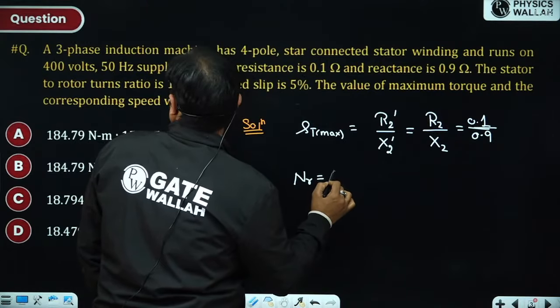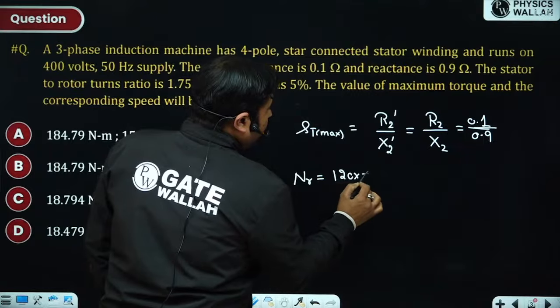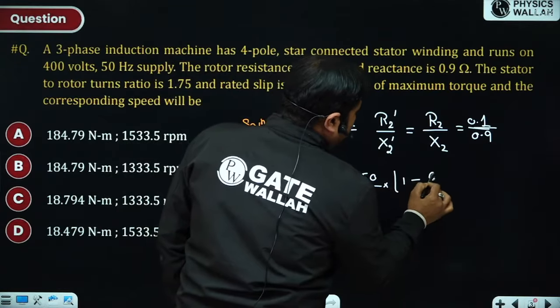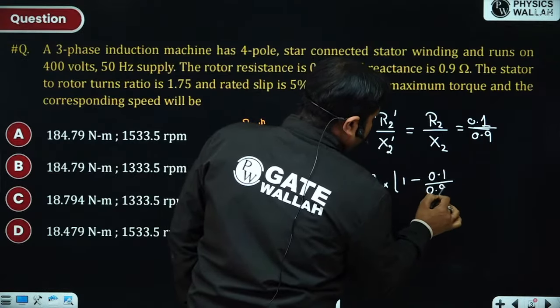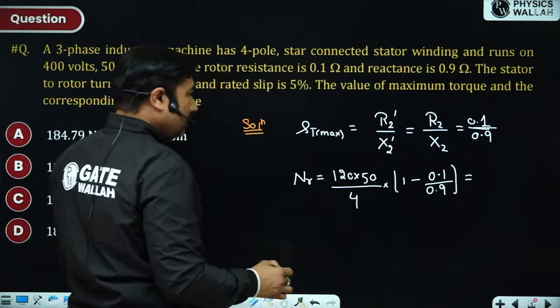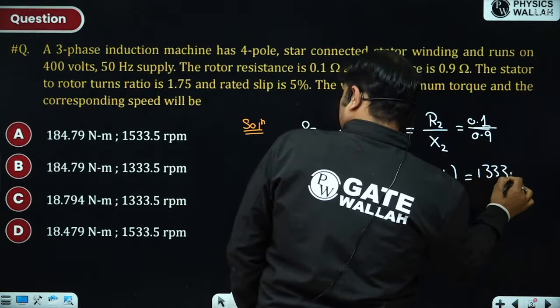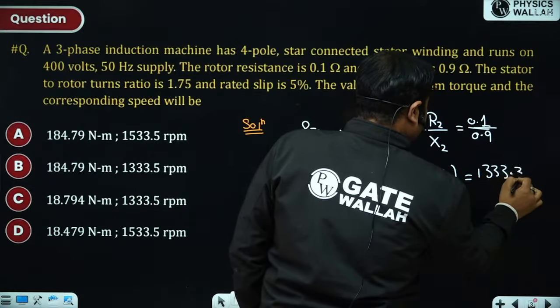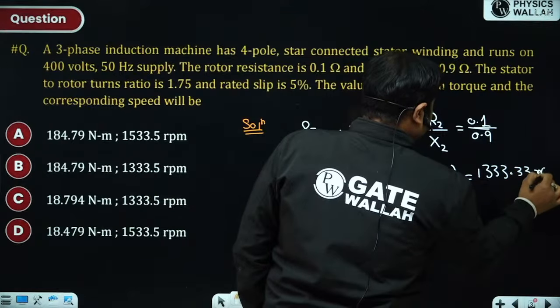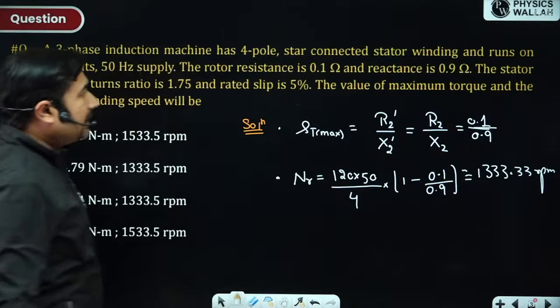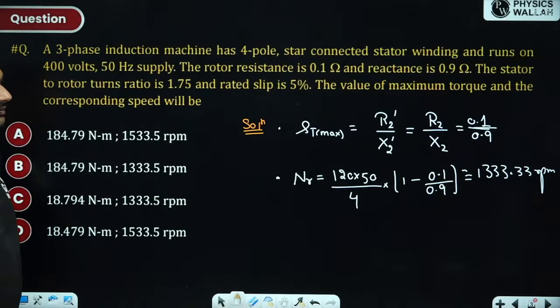So you have a speed as well. NS is 120 F by P, 120 into 50 by 4, since this machine is designed with 4 poles, so 1500. Then 1 minus 0.1 by 0.9. You can calculate, this will be equal to 1333 RPM roundabout.